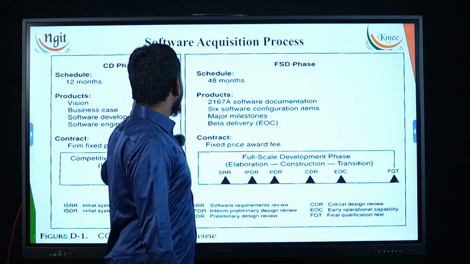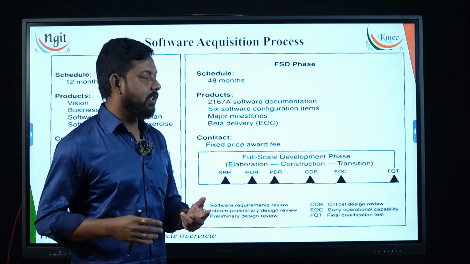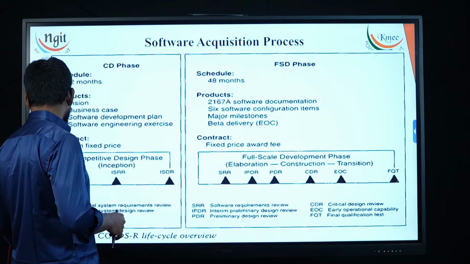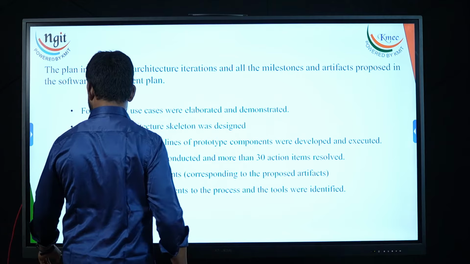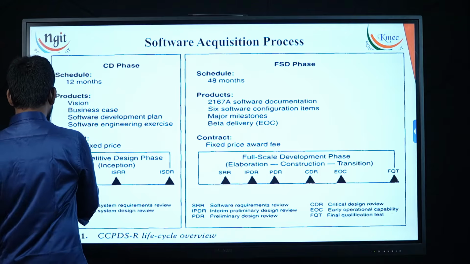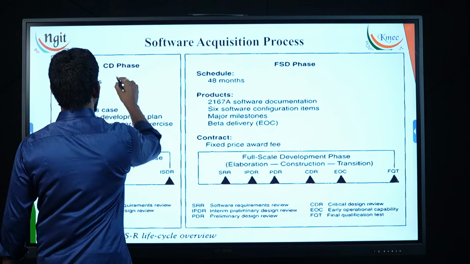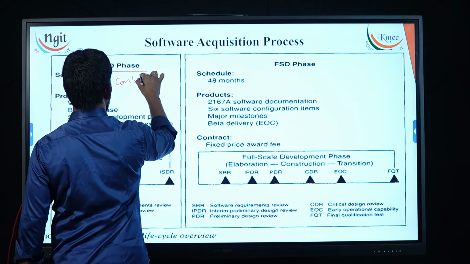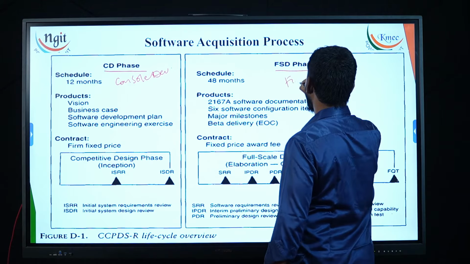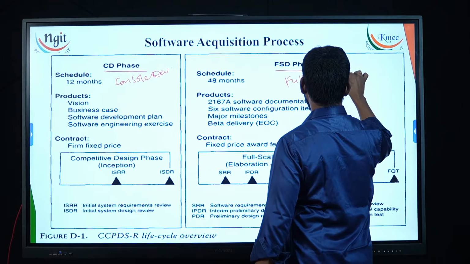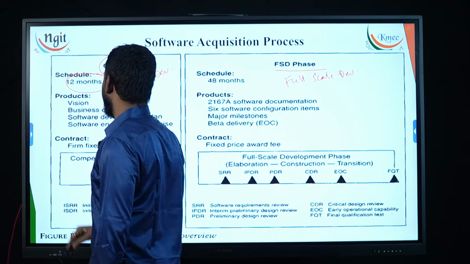So the software acquisition related to the CCPDS-R subsystem consisted of two phases. The first phase is the CD phase. CD stands for console development phase. It helps in developing a business case study related to how your console works. The second is the FSD phase, which stands for full scale development phase. The CD phase itself had a schedule of around 12 months.